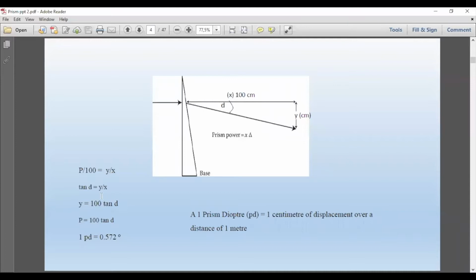And we can, just by rearranging these equations, y is equal to 100 tan d, P is equal to 100 tan d. And what you'll find with rearranging these equations, 1 prism diopter is equivalent to 0.572 degrees. So this applies whether it's a pure prism or even when it's incorporated into a prescription.